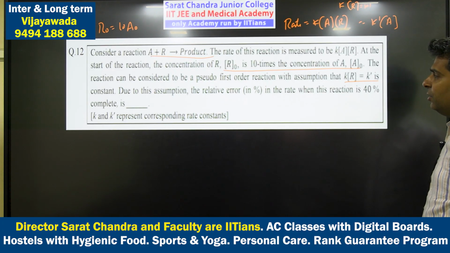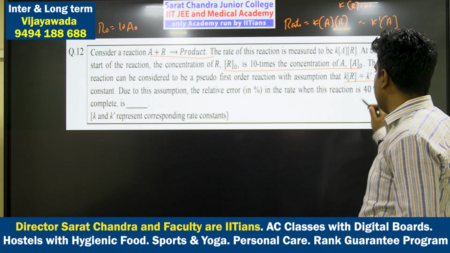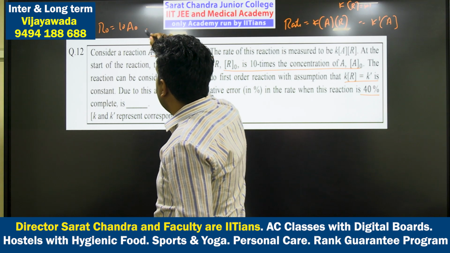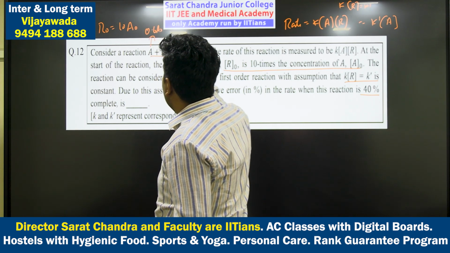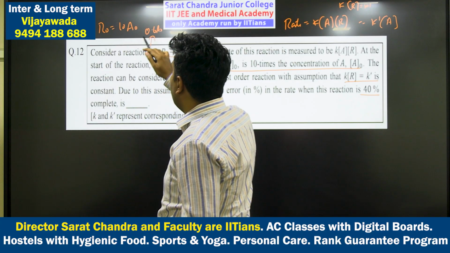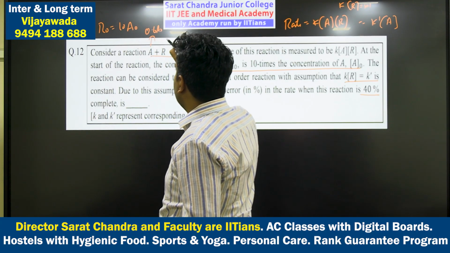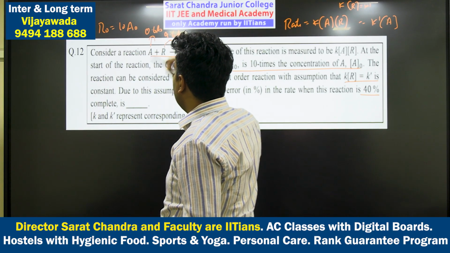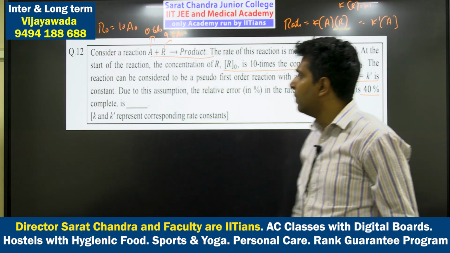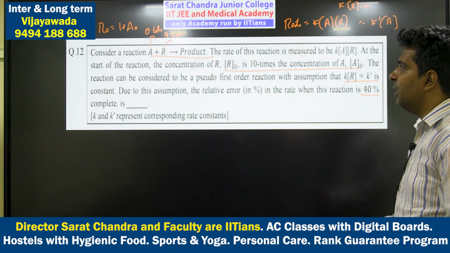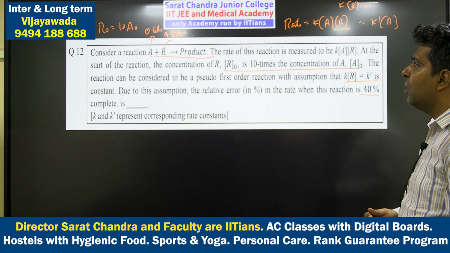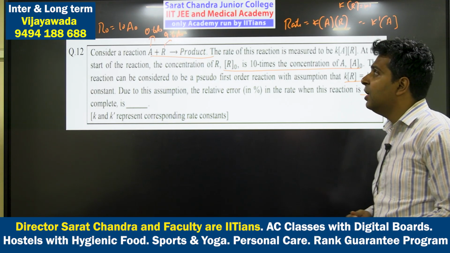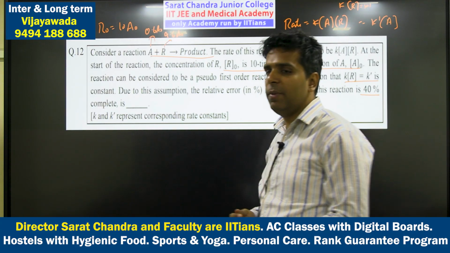Due to this assumption, the relative error in the rate when the reaction is 40% completed. When the reaction is 40% completed, A will be 0.6 A naught. R naught was 10 A naught, out of which 0.4 A naught of R will be consumed. So 10 minus 0.4, 9.6 A naught of R will be remaining.